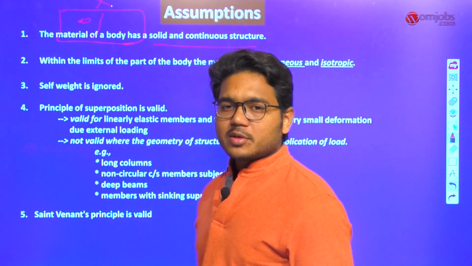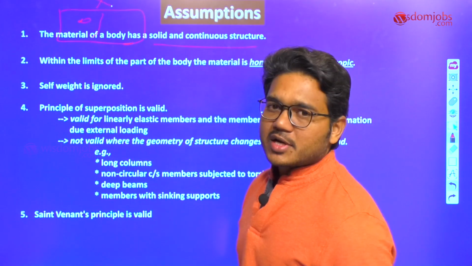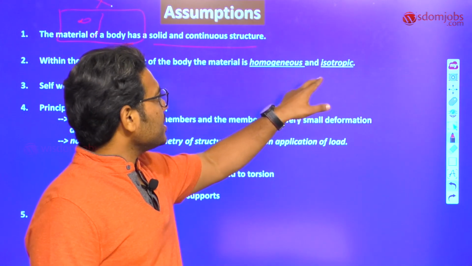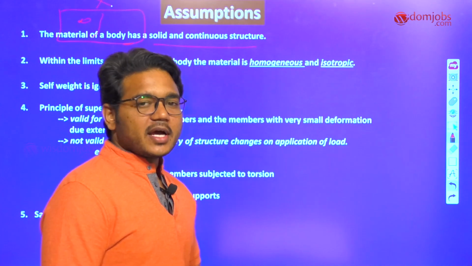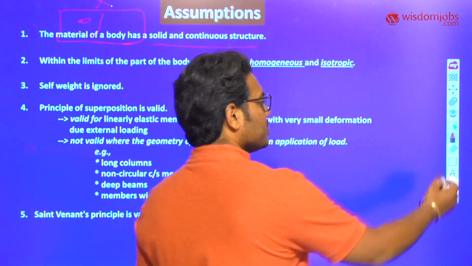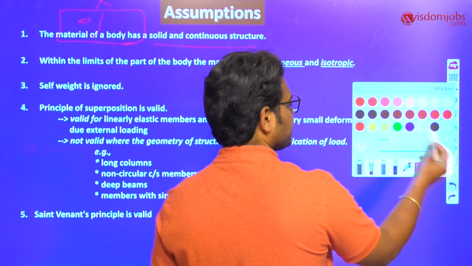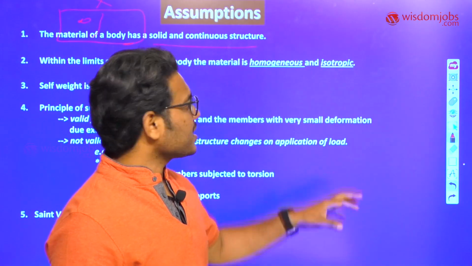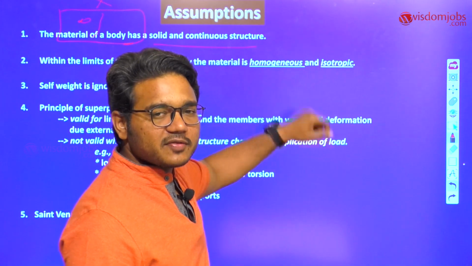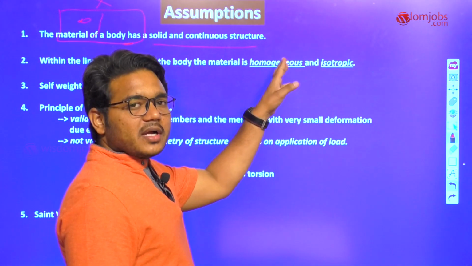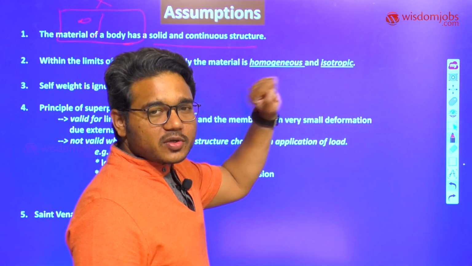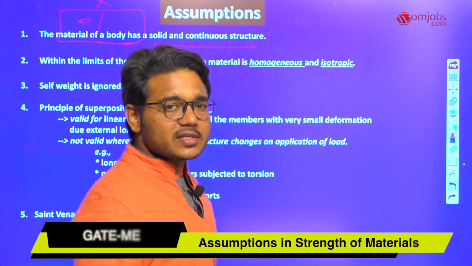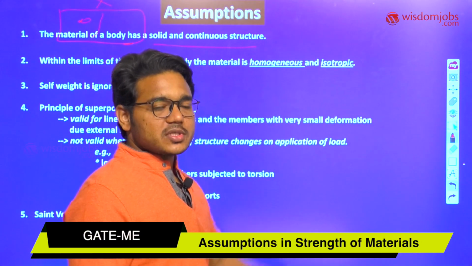Then coming to the second point, within the limits of the part of the body, the basic thing is that the material should be homogeneous and isotropic. So what do you mean by homogeneous and isotropic? The antonym of homogeneous is heterogeneous, and of isotropic is anisotropic. So there will be materials which are anisotropic and heterogeneous also.